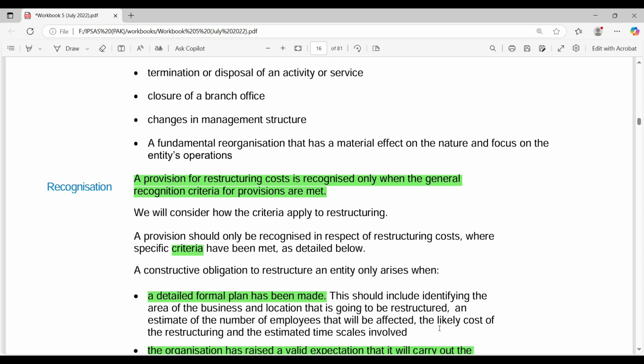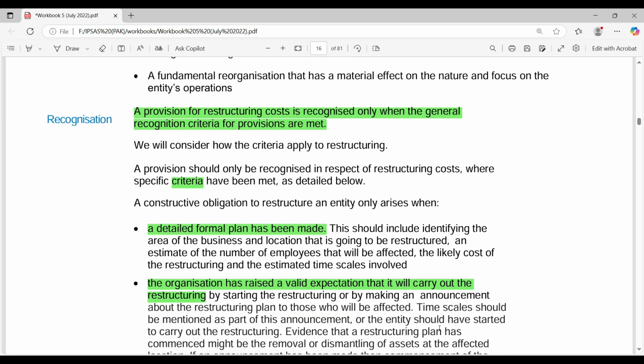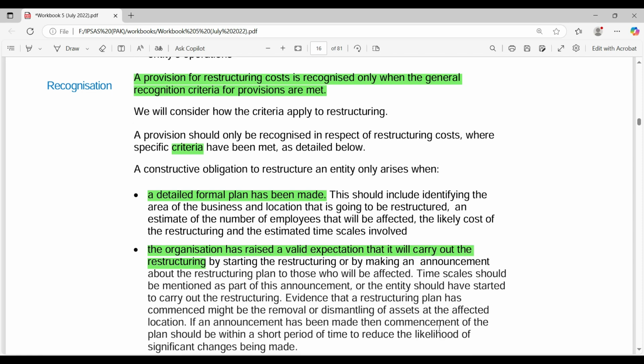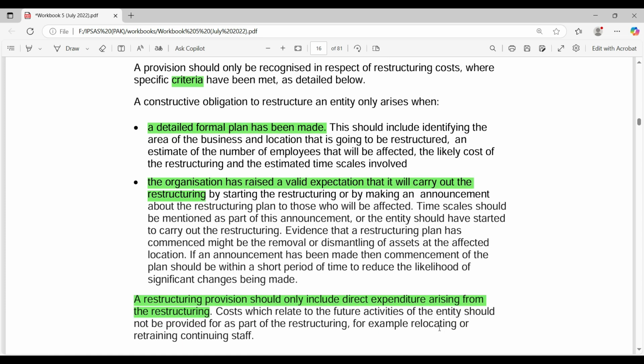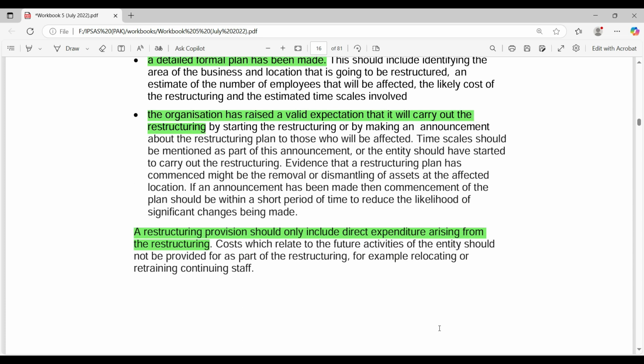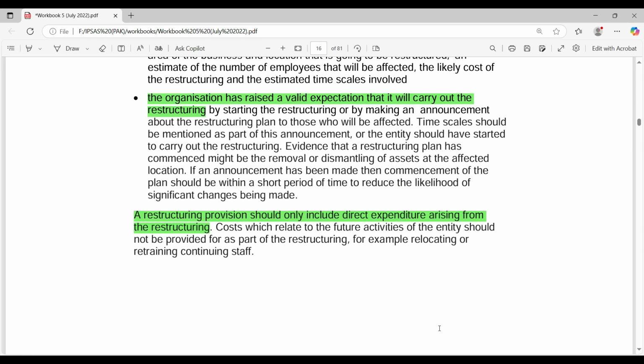How to recognize? A provision for restructuring costs is recognized only when the general recognition criteria for provisions are met. The basic two main criteria of recognition: there is a probable outflow and there is a reliable estimate. What are the criteria of recognition? A detailed formal plan has been made. Number one, there is a formal approved plan. And the organization has raised a valid expectation that it will carry out the restructuring. A restructuring should only include direct expenditures arising from the restructuring, not indirect expenditures.